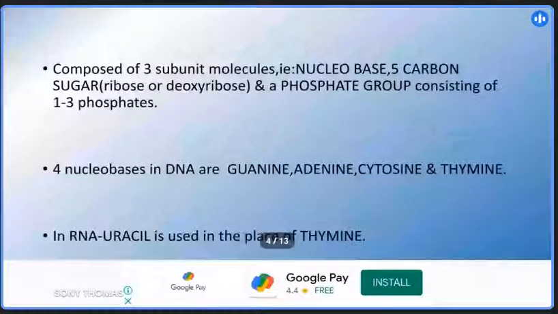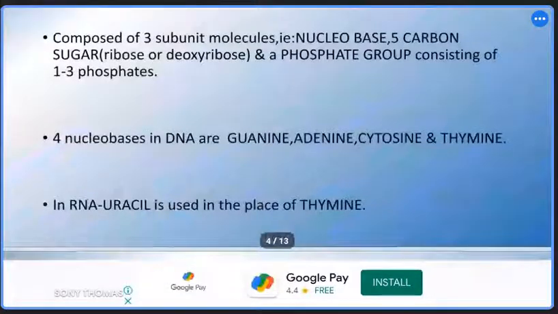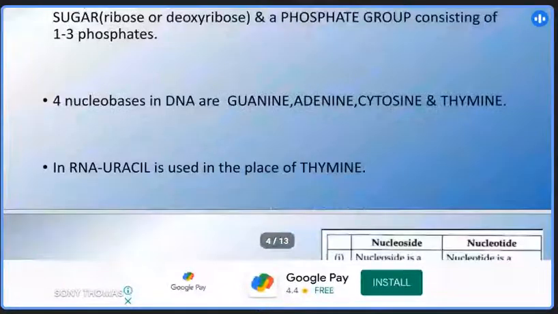The four nucleobases in DNA are guanine, adenine, cytosine, and thymine. In RNA, uracil is used in the place of thymine.